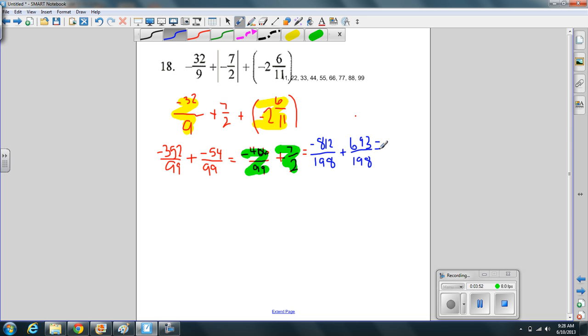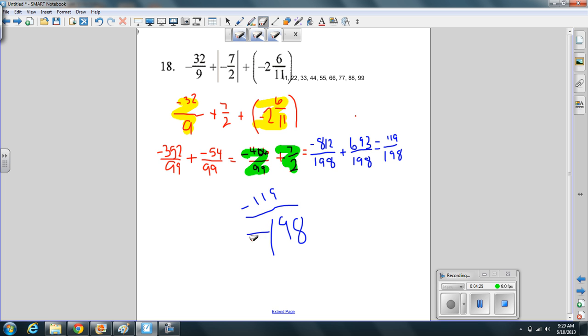How do I solve? Well, signs are different, so let's subtract. We're going to take 812 and subtract 693, and we get 119 over 198 negative, because this negative number, the absolute value of this is larger than the absolute value of this. So our final answer is negative 119 over 198. Okay, any questions, please ask.